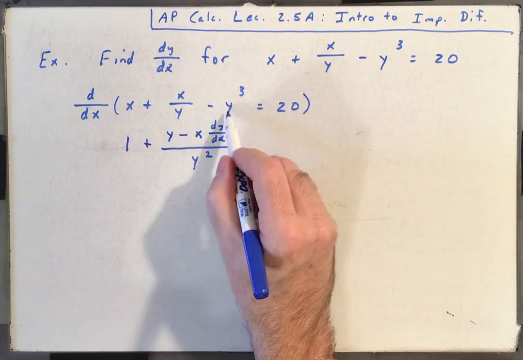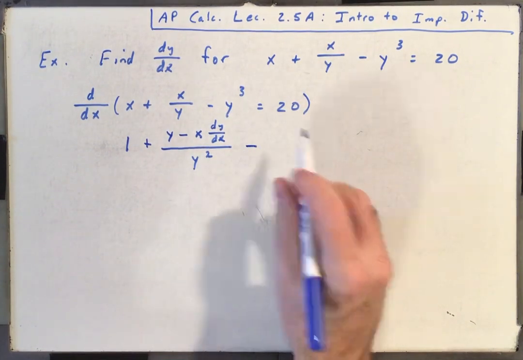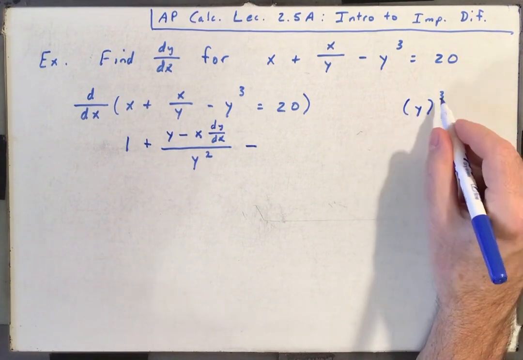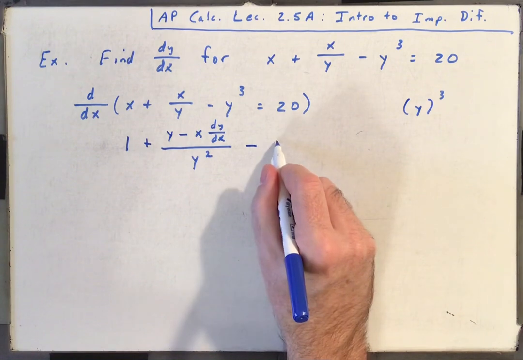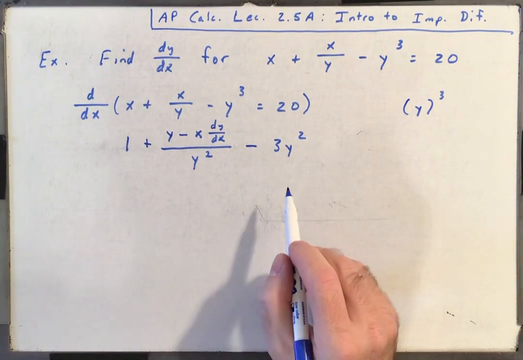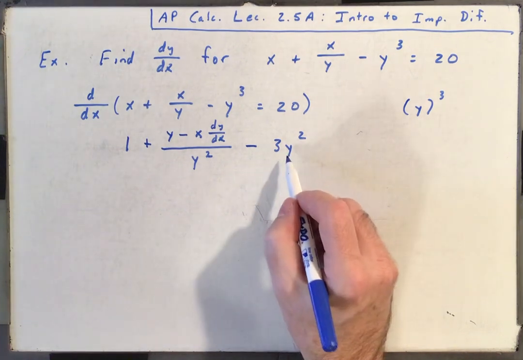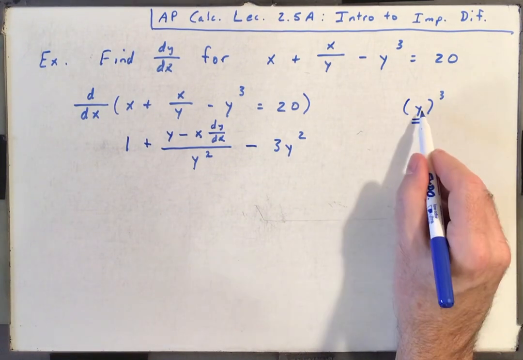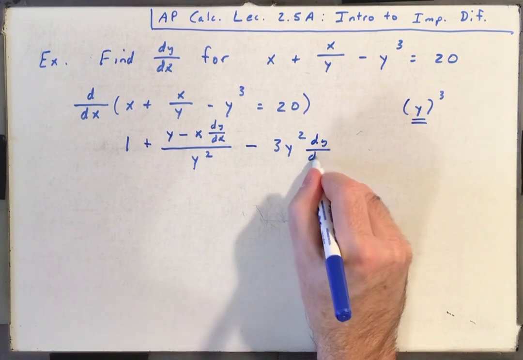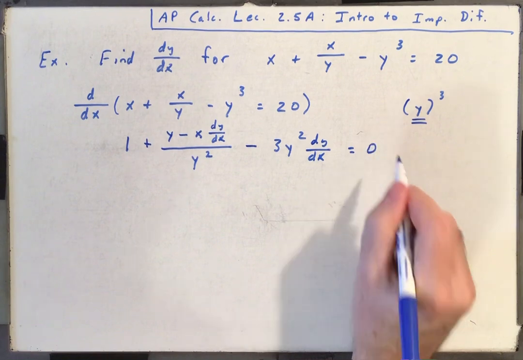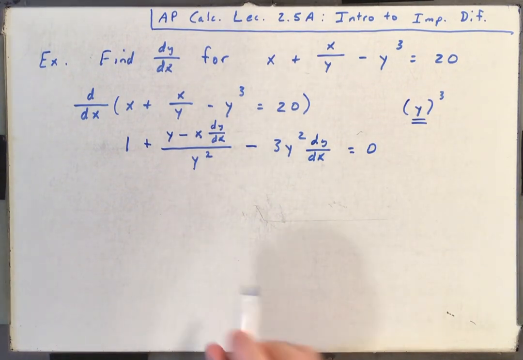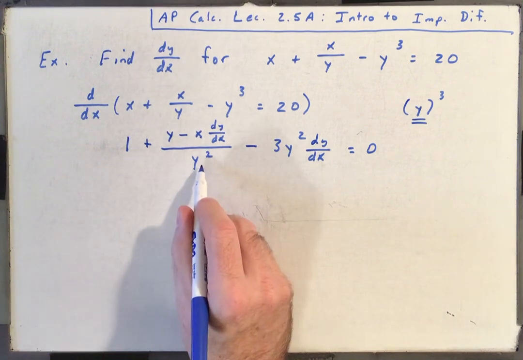Okay, now we're at the y cubed term. So minus y cubed, think of it like this. It's going to be 3y squared, so minus 3y squared, but don't stop there. That's the most common mistake in implicit differentiation, forgetting to take the derivative now of the inner function, which is y. So that's times dy/dx. And that'll equal 0.